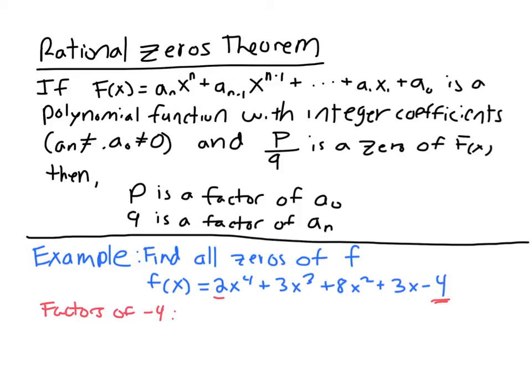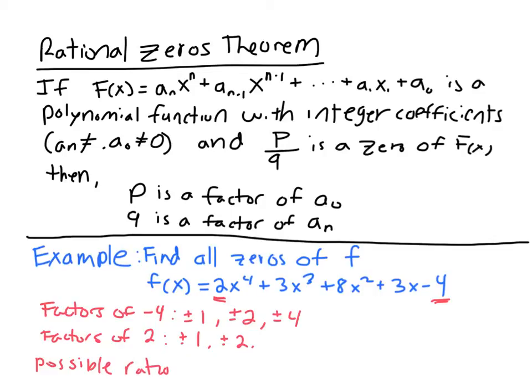So factors of -4, what are they? Well, both positive and negative 1 are divisible into -4. And then also positive and negative 2, and then also positive and negative 4 are all factors of -4. And then let's talk about factors of the first coefficient, factors of 2. So plus or minus 1 and plus or minus 2. Okay, so possible zeros. Let's make a list of possible rational zeros.